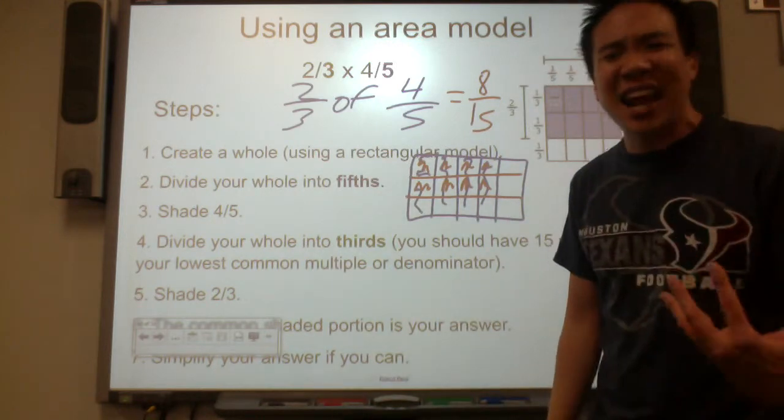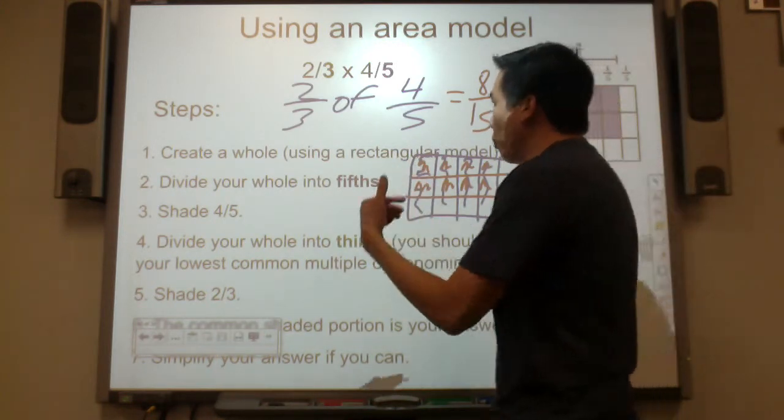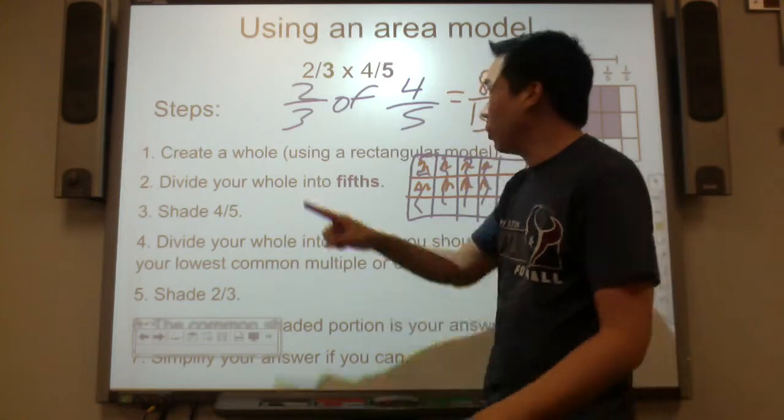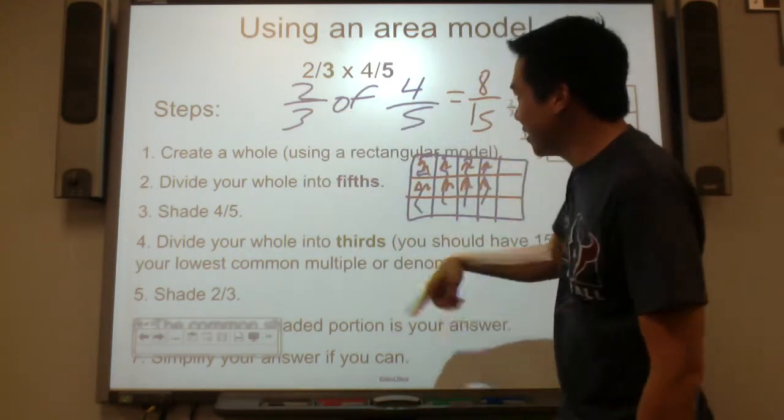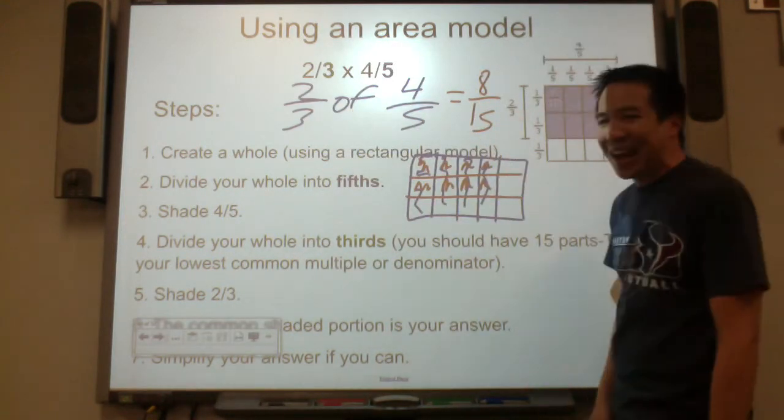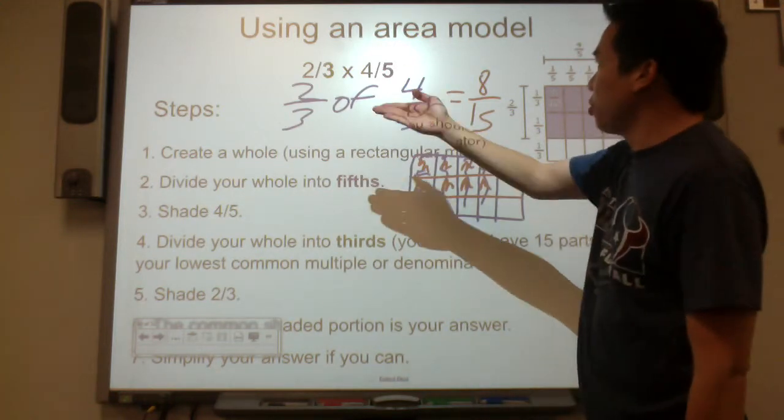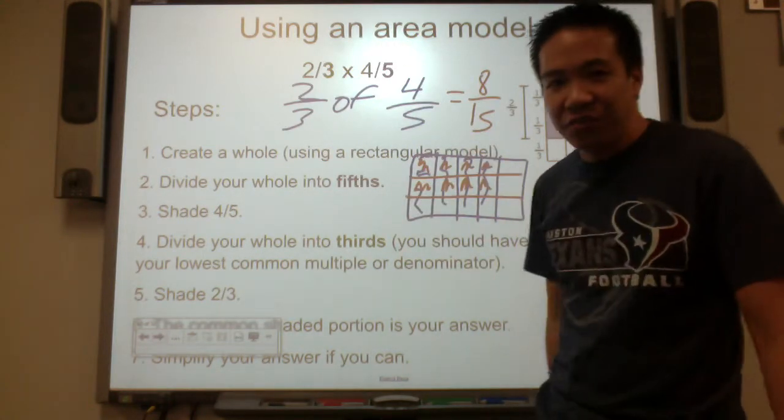Some kids say, I do not like the pictorial model. I just want to answer it. So fine. Multiplying fractions, that's no problem. Top times top is 8. Bottom times bottom is 15. 8/15. So 2/3 of 4/5 is 8/15.